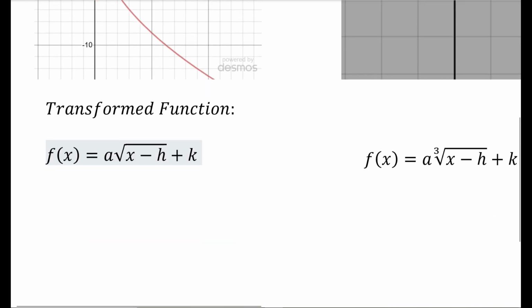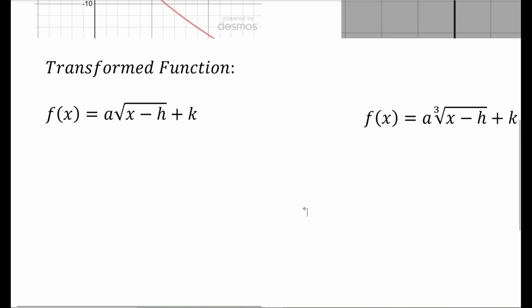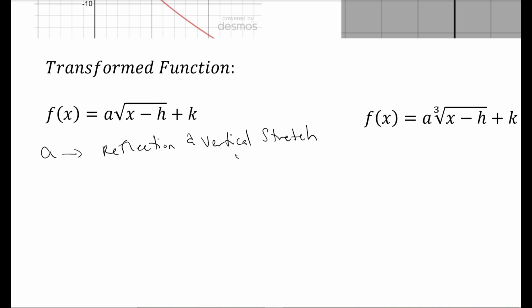So we're going to go ahead and write this down for a. So a is basically a vertical stretch or compression. a deals with reflection and what we call vertical stretch or compression. So that's what a does.